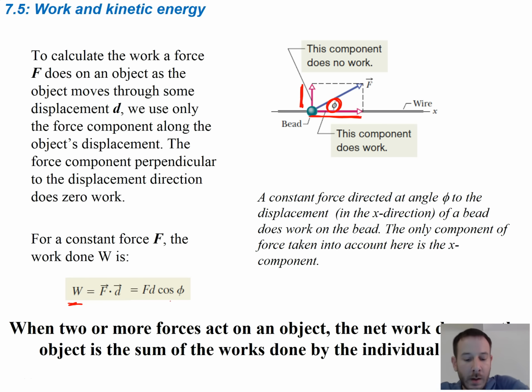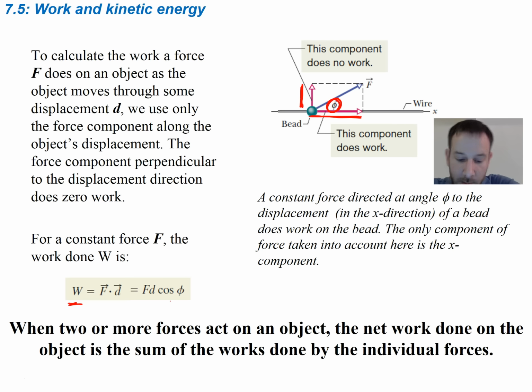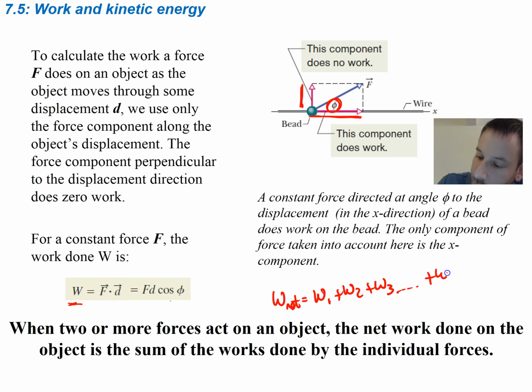So when two or more forces act on an object, the net work done on the object is the sum of the works done by the individual forces. So our net work is just going to be work 1 plus work 2 plus work 3, and so on, all the way up to work n. However many forces are acting on the object, you take the work contribution from each of those forces and add them together. Now they can be negative because they can work against each other, so we need to keep that in mind as well.